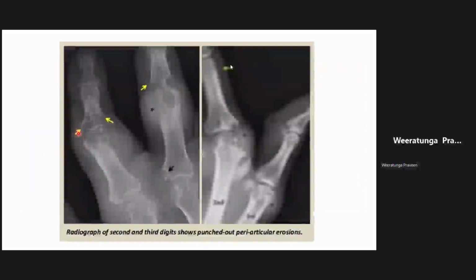punched out periarticular erosions. You can see erosions that look as if holes were made with a punch. This is different from the pattern you see in rheumatoid arthritis, which has a more marginal erosion. Here it is a punched out appearance. And you can see these soft tissue swellings are gouty tophi.